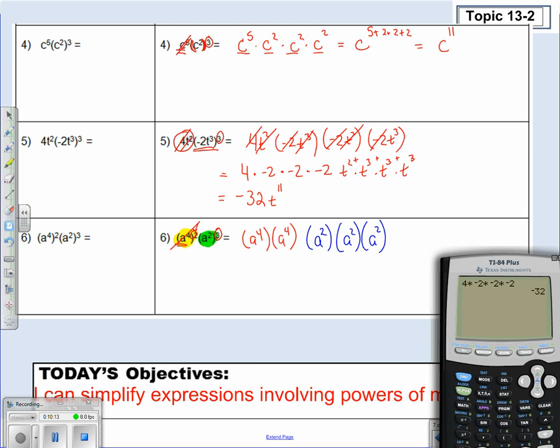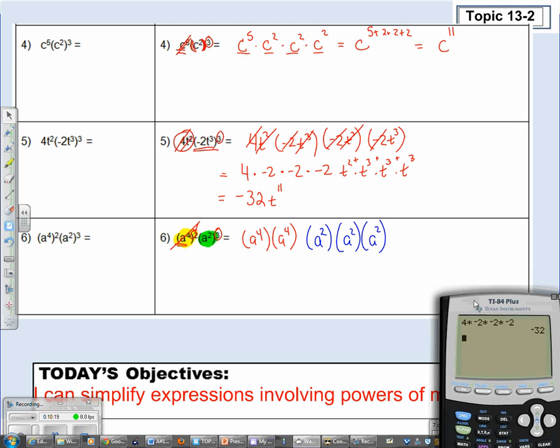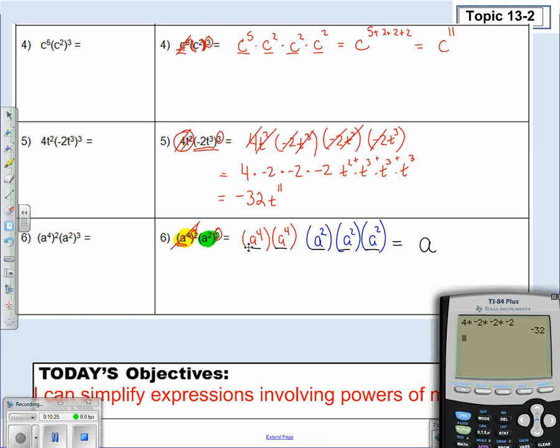Now we can use our properties of multiplying monomials. They all have the same base. This means I can add the exponents. So the base stays the same of a. Let's add our exponents. This will be 4 plus 4 plus 2 plus 2 plus 2. You can use your calculator or you can do this in your head and you will get that this simplifies to a to the 14th power.